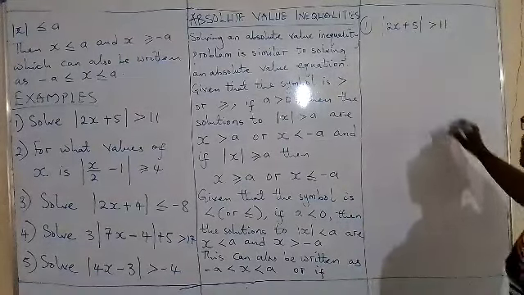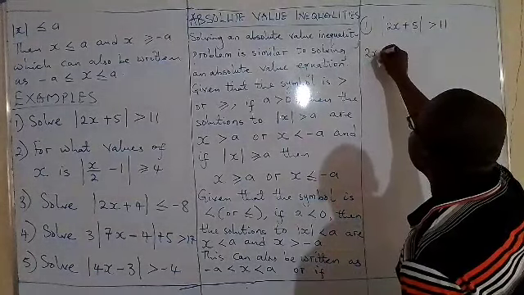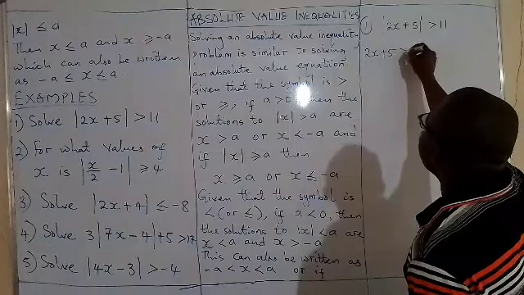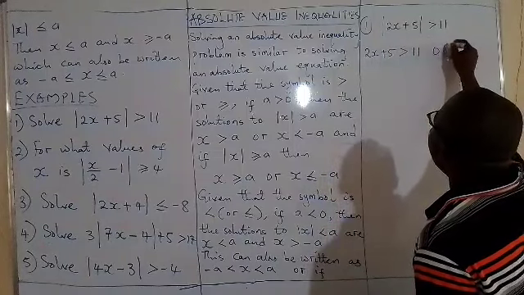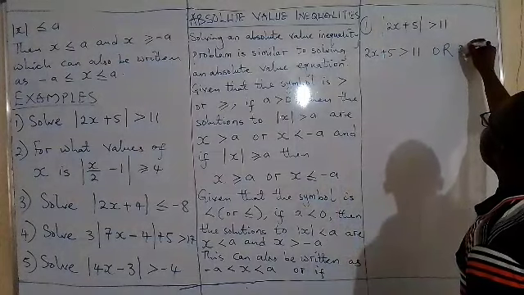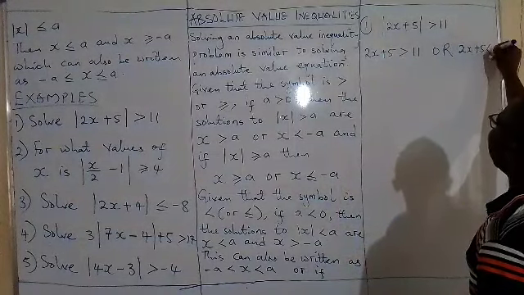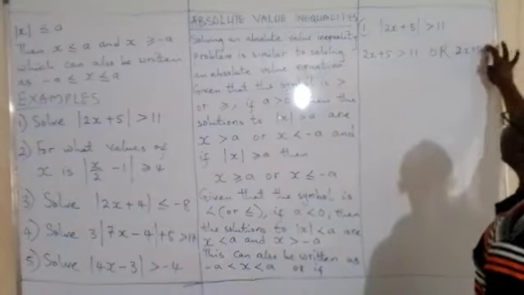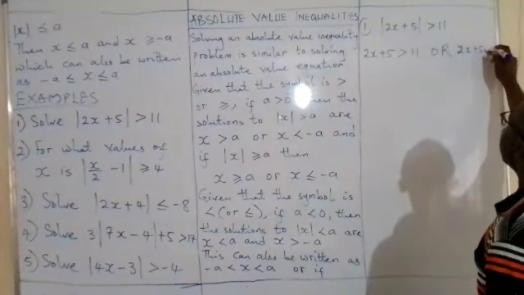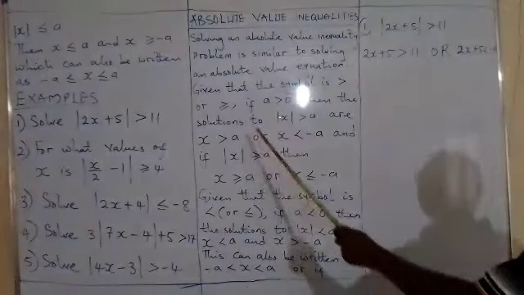What that simply means is that 2x plus 5 is greater than 11, or 2x plus 5 is less than minus 11. That's the meaning. Less than minus 11. Look at it.